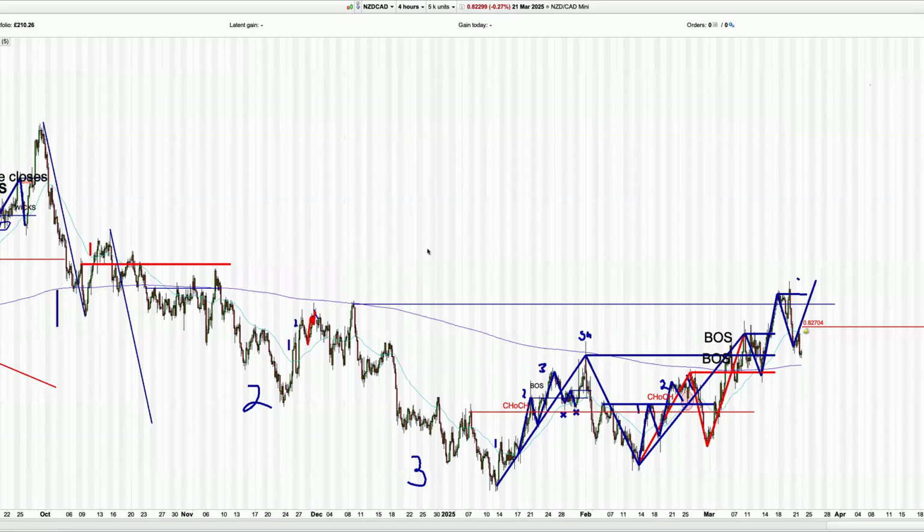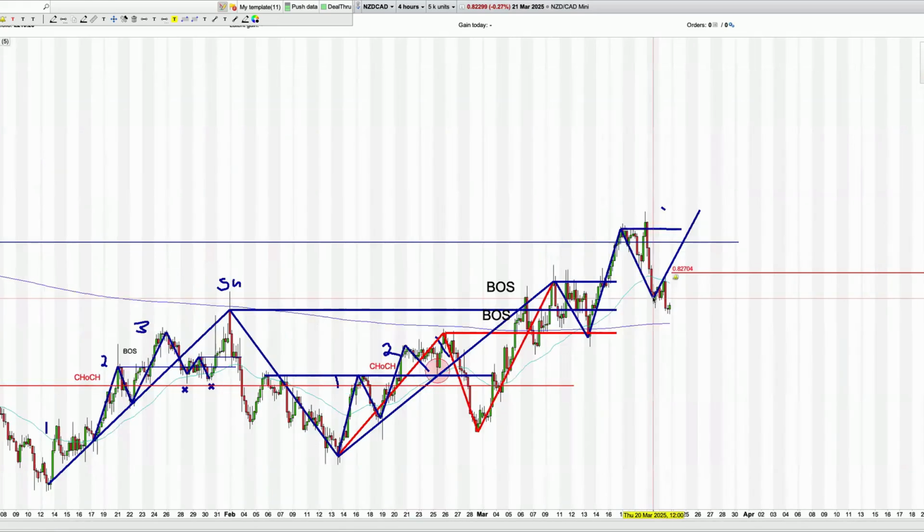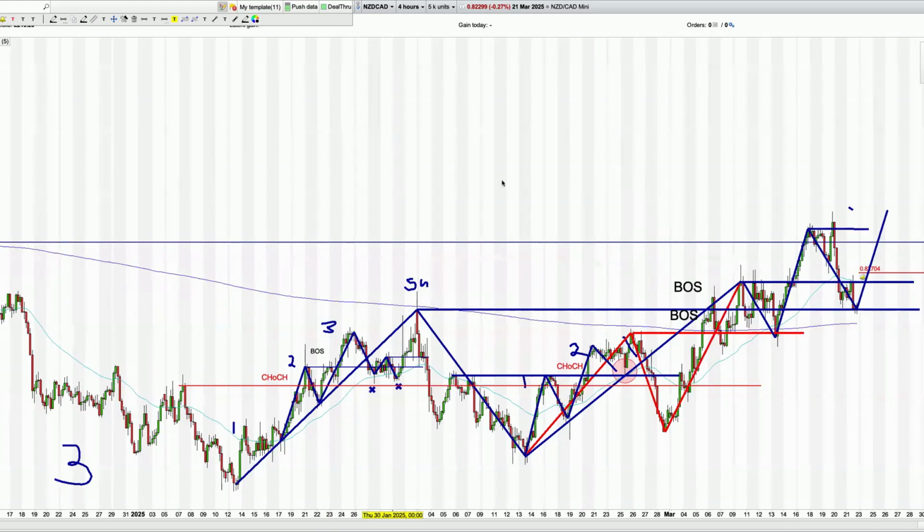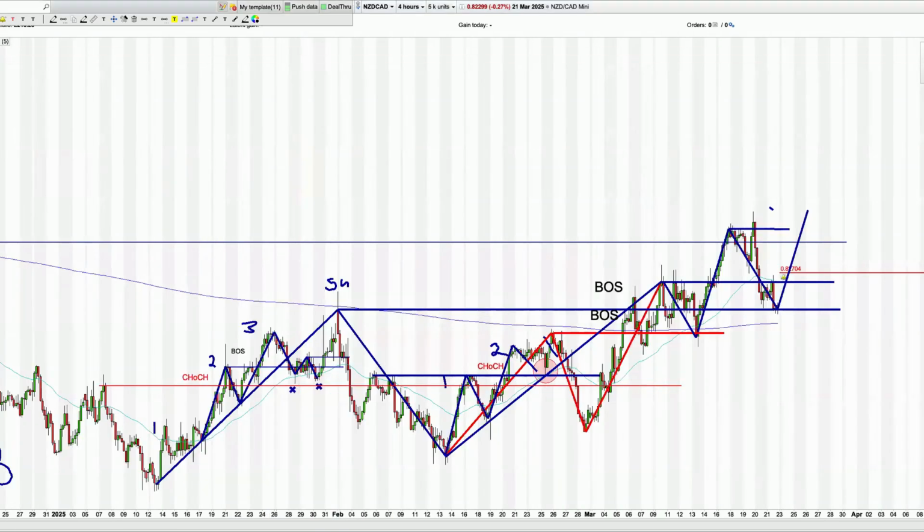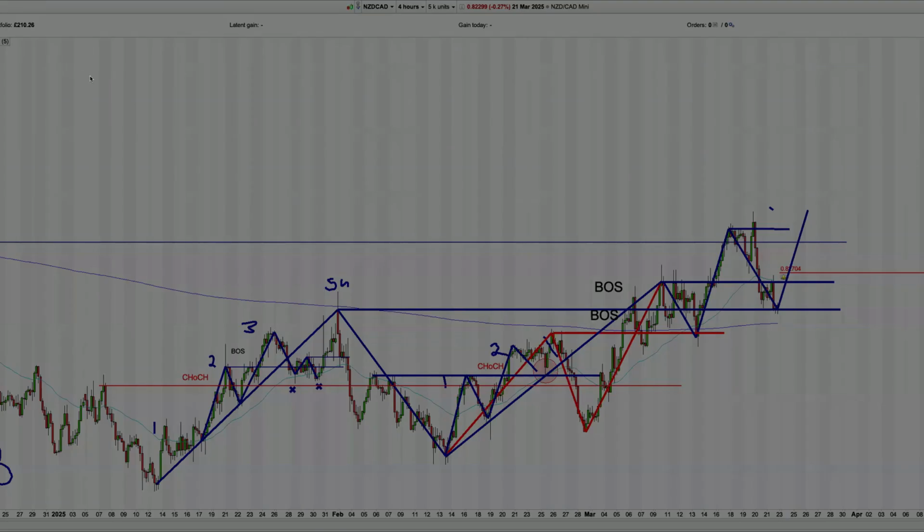NZD CAD. Nice, it's made a break of the highs. That's the second high, high, high, low. We're looking to anticipate the third now. Great. This looks interesting to me. I'm waiting on it.